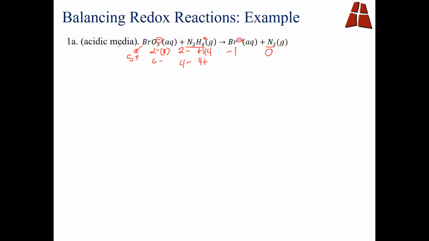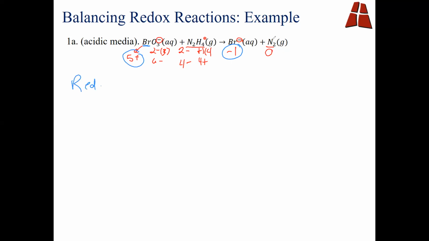Okay. So if we want to balance this reaction in acidic media, we split our reaction up into the reduction and the oxidation. So we need to figure out what is oxidized and what is reduced. I'm going to change colors here. If we look at bromine on this side, it has a charge of +5. Bromine on this side has a charge of -1. Because its charge is getting more negative, that means it is going to reduce, right?